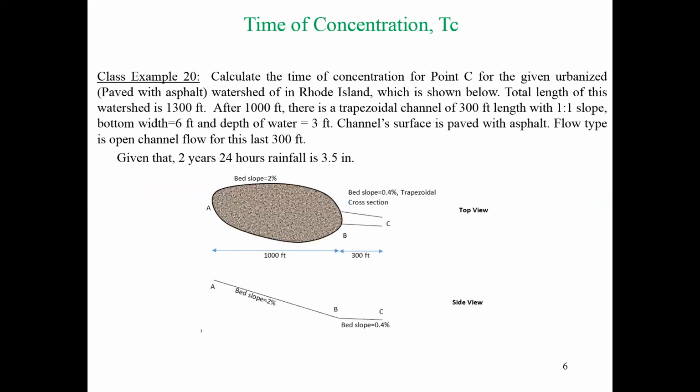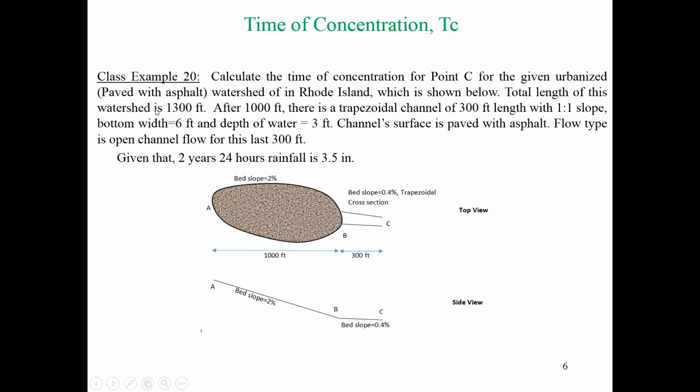So today we will do class example 20, which you can download from Canvas. I uploaded an empty class example 20 there, and you can work on that. So let's read the question. Calculate the time of concentration for point C for the given urbanized watershed of Rhode Island, which is shown below.